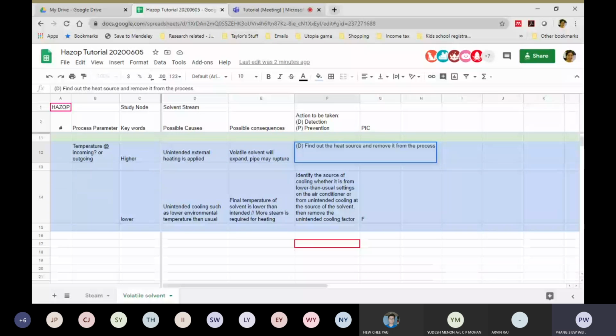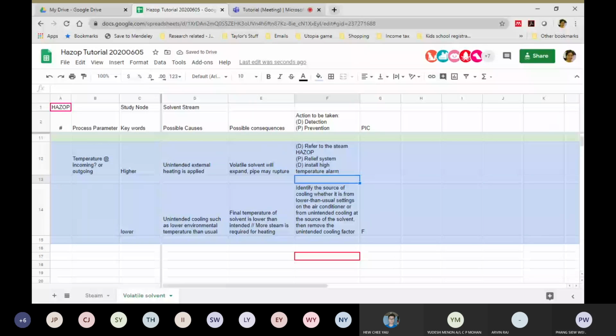You know the heat source already. Remove it from the process. If I were you, I would just write refer to the steam hazard, because we have done that. And also at the same time, you may want to have a relief system. Got it? We install a high temperature alarm. Yes, that is detection also. Install high temperature alarm. That's a good one.